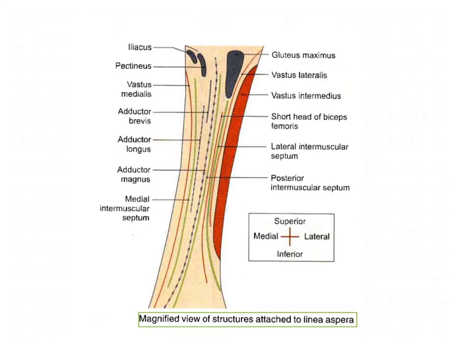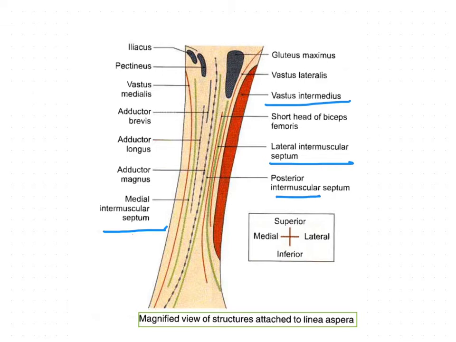This is the magnified view of structures which are attached to the linea aspera. From lateral to medial, we will see what the muscles are which are attached here. Vastus intermedius, followed by the septa. One is the lateral intermuscular septum, and on the medial side you can find the medial intermuscular septum, which is represented on the green line. And also the posterior intermuscular septum.